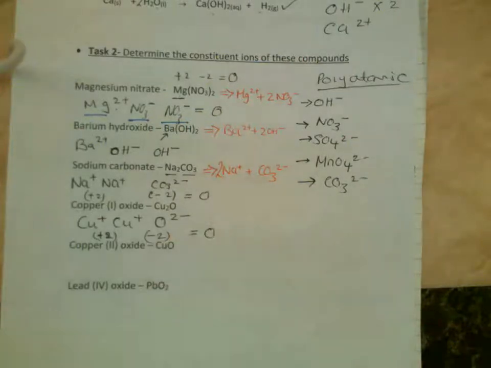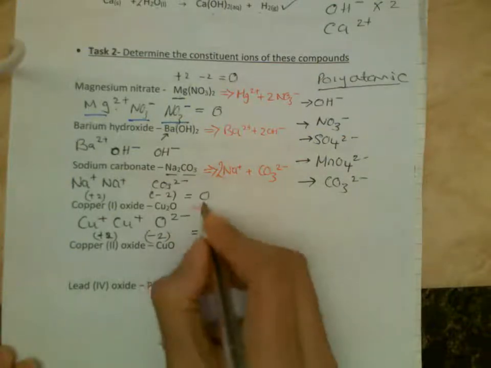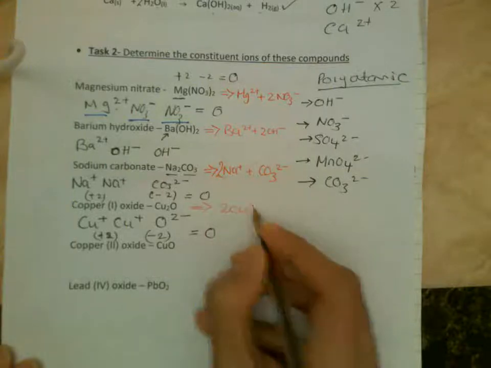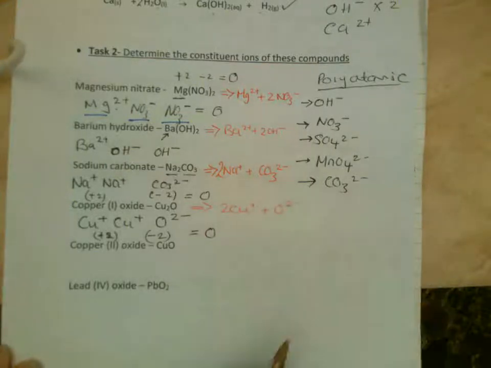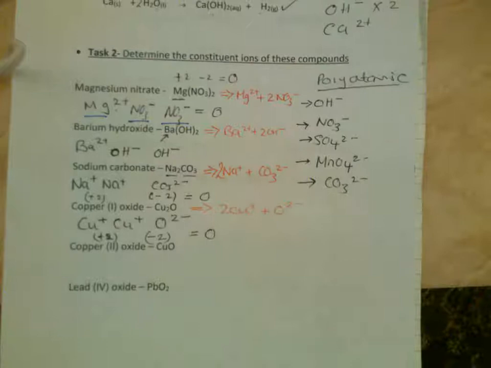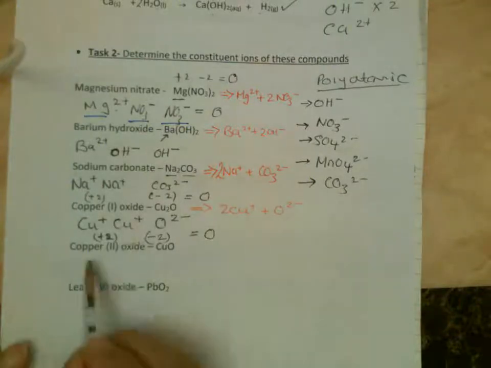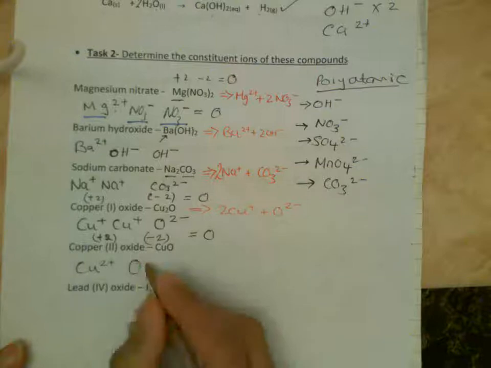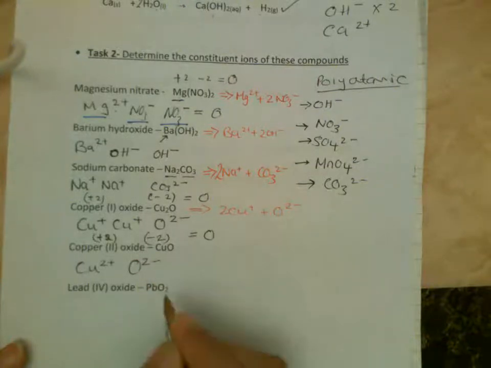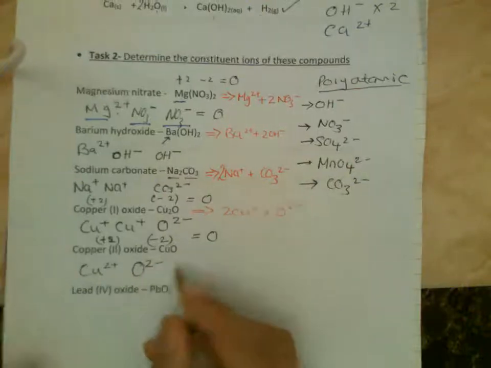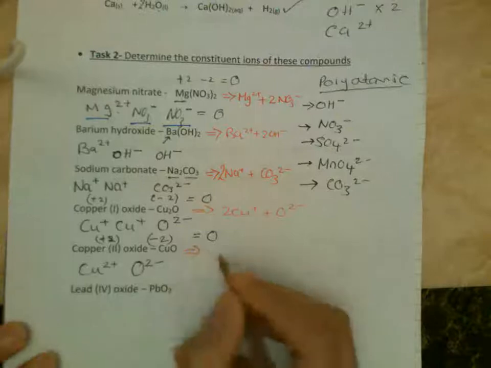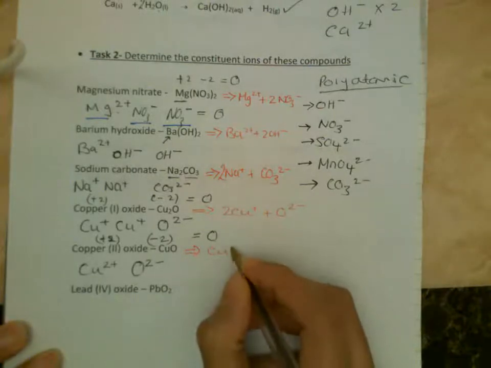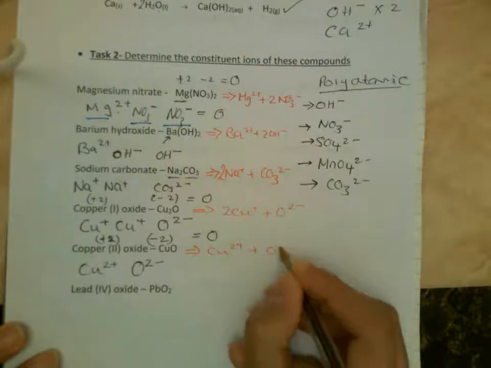So from that you should be able to write down the constituent ions. We would have 2Cu+ and O2-. Whenever we're doing this, we need to ensure that the overall charge of these two ions when added together is 0. Now copper 2 oxide is a bit more of a simple story. So copper 2 would be Cu2+, and then the oxygen charge would be 2-, so the overall charge would be equal to 0. So we would have Cu2+ and O2-.